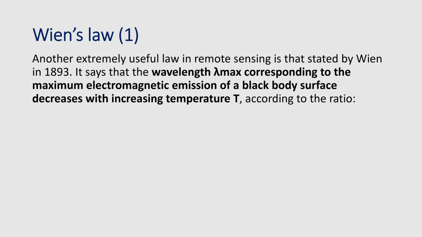It says that the wavelengths, that is the maximum wavelengths of emittance corresponding to the maximum electromagnetic emission of a black body surface, decrease with increasing the temperature T, according with this ratio. So this thing is very simple. Using the Planck law, you can calculate the maximum of emission using this simple ratio.